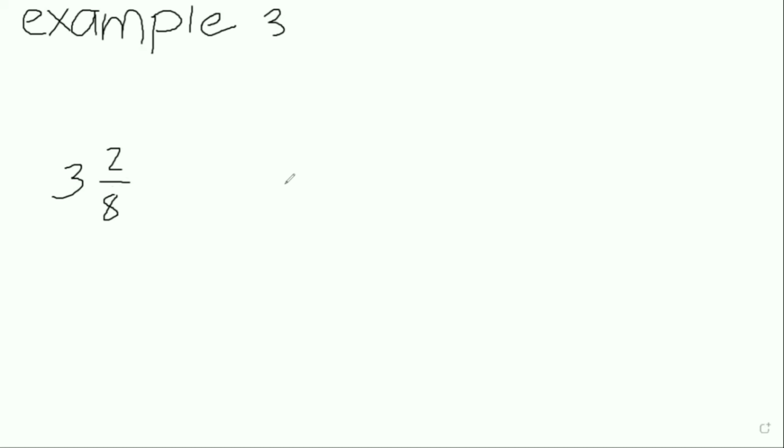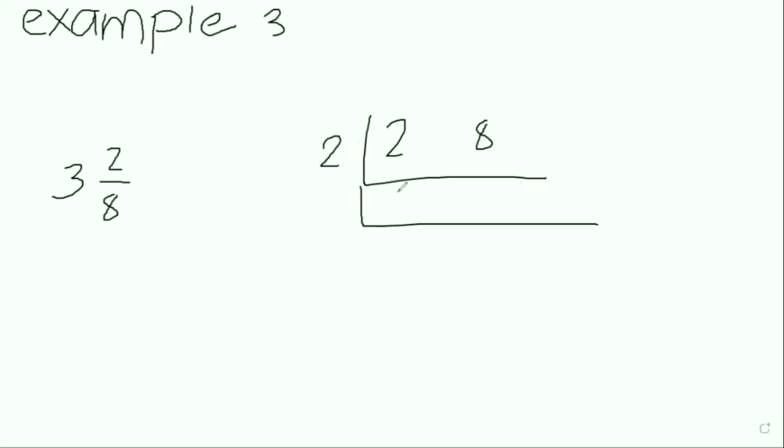Our third example is a mixed number, which is 3 and 2/8. On this particular example, we just have to look for the GCF of the fraction. So let's solve for the GCF of 2 and 8. What is the common factor of 2 and 8? 2. 2 divided by 2 is 1, and then 8 divided by 2 is 4. Is there any other common factor of 1 and 4 beside 1? The answer is no. Therefore, the GCF of 2 and 8 is 2.